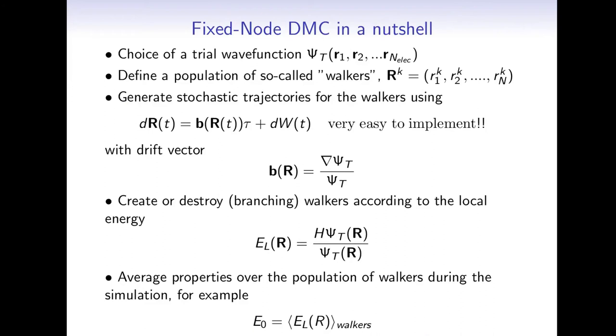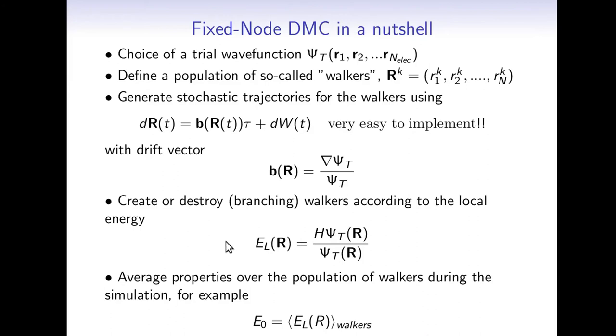Okay, just in one view graph, we are doing a fixed node DMC calculation. And it's a very easy thing to do. And the main point is to choose a trial wave function. You define a population of workers, which are just copies of your electrons, to be brief. You generate stochastic trajectories for the workers. This is very easy to do. And the basic quantity is a drift vector, which is the gradient of psi_T over psi_T. This is a quantity which allows us to push the electrons where they have to go.